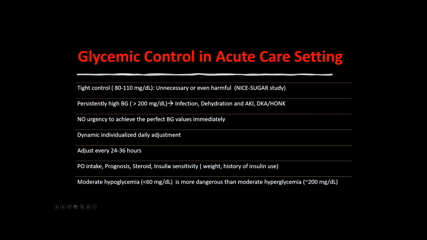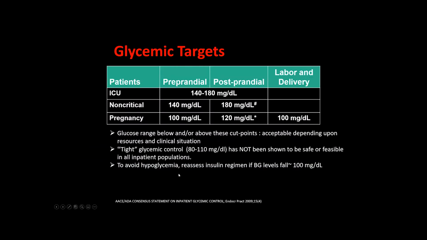Here, the most important takeaway message is that moderate hypoglycemia, usually less than 60, 70, is more dangerous than moderate hyperglycemia, somewhere around 200. If you have a 200, yes, it is not good for the long term, but the patient is not going to die from 200 immediately. But if you have a sugar less than 60 and it continues to drop, it can cause a coma, and it can cause a cardiac arrhythmia. That's the reason I'm going to talk about hypoglycemia as a separate section tomorrow.